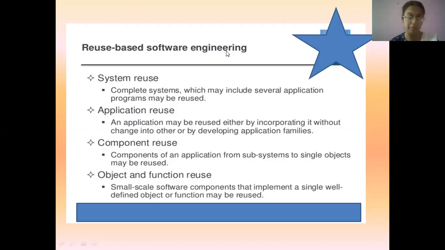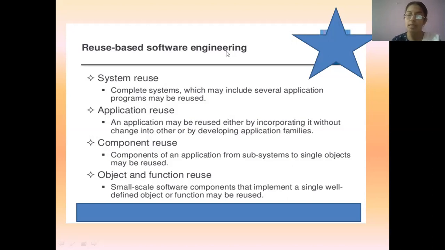So that the feature can be incorporated in a very presentable manner. Next is component reuse. Components of an application, from subsystems to single objects, may be reused. That means the whole application will not be reused; we take a certain component from an application and apply that component in our software while developing it.